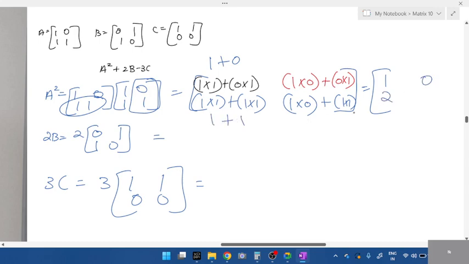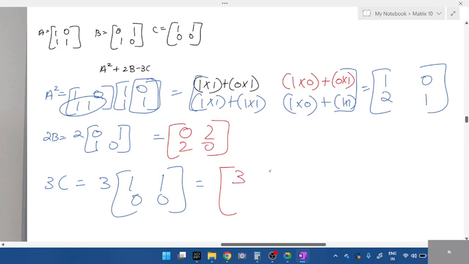Very good. Here 0 plus 1 is how much? 1. It's 1. Yes. This is the matrix. Next, this is simple. Just multiply 2 inside: 0, 2, 2, 0. And even this one, 3 into the matrix. What do you get? 3, 3, 0, 0. First complete all this.